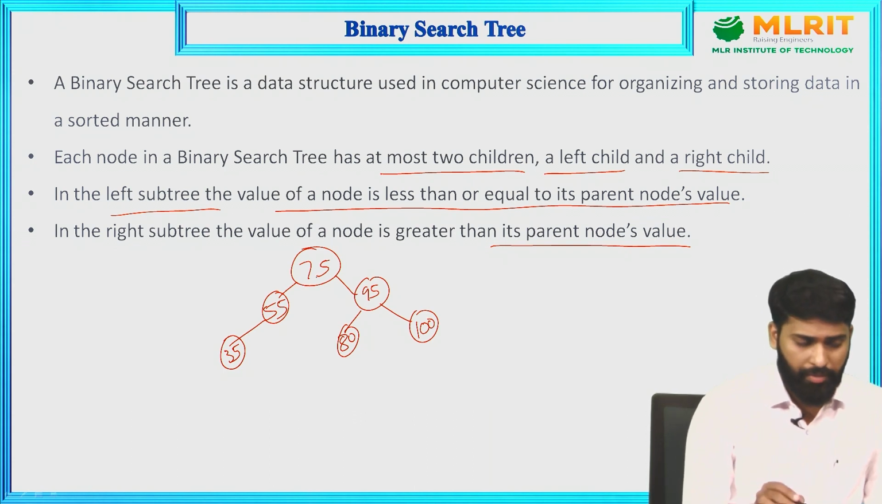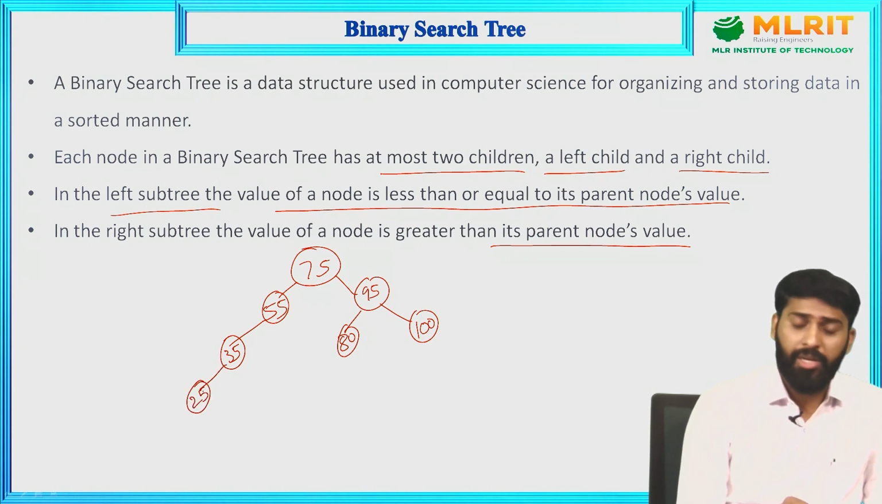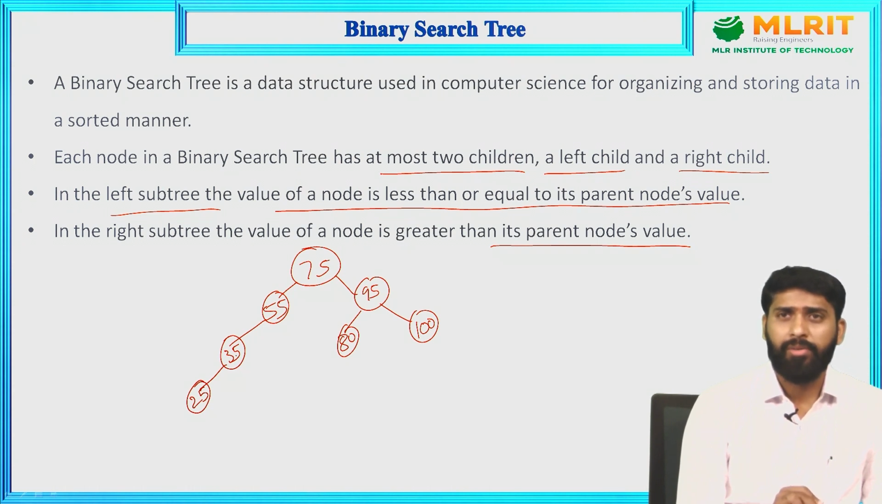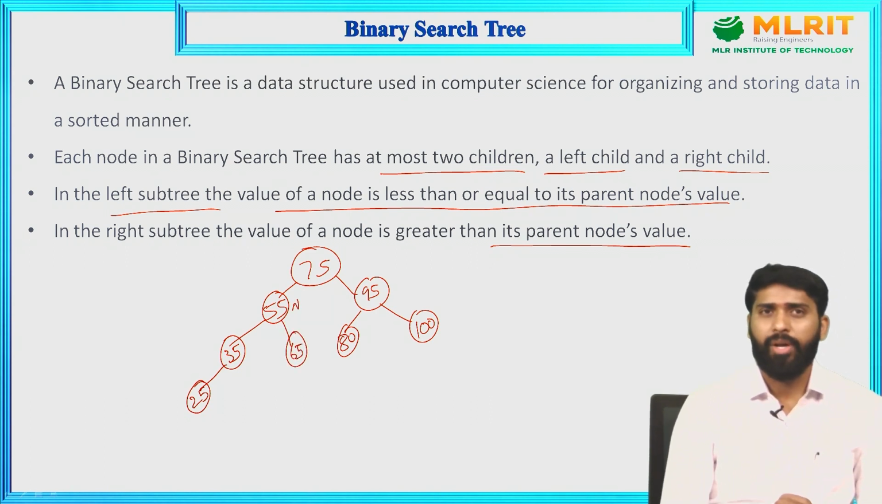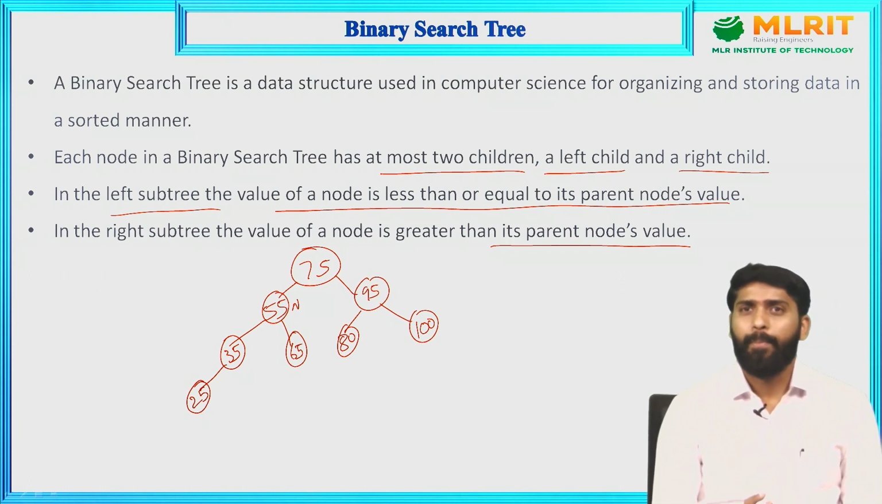Okay. Now I want to insert 20. 20 is less than 75, so traverse to the left. 20 is less than 55, again traverse to the left side. 20 is less than 35 and 35's left is null, so 20 is left of 35. Now I want to insert 65. 65 is less than 75, so traverse to the left side, and 65 is greater than 55 and 55's right is null. So 65 is right of 55. Okay. So this we call a binary search tree.